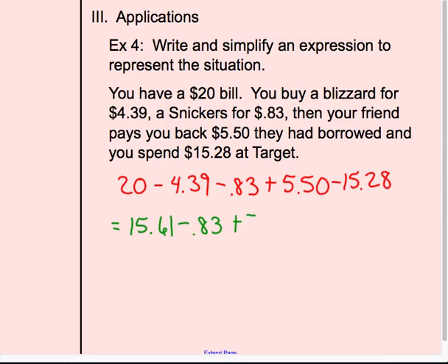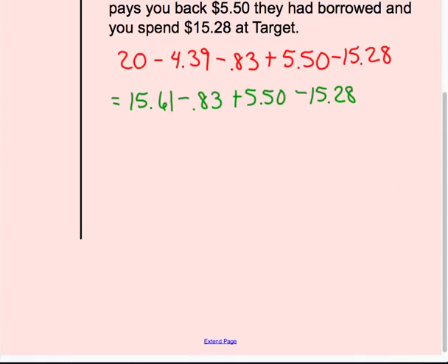If you didn't quite catch that, I'm going to be explaining that again and again as we continue to simplify this expression. So the next piece is to subtract 83 cents. So the first thing I'm going to do is round that up to $1. I'm going to subtract $1, so that gets me down to 14. 83 cents is 17 cents away from $1, so I'm going to add that back on to the 61 cents.